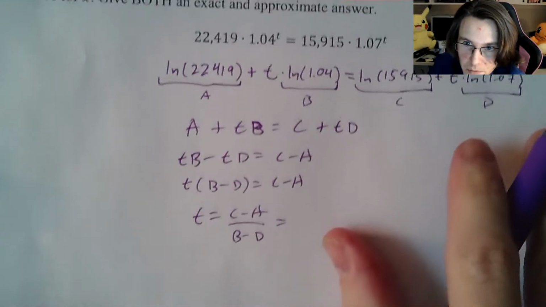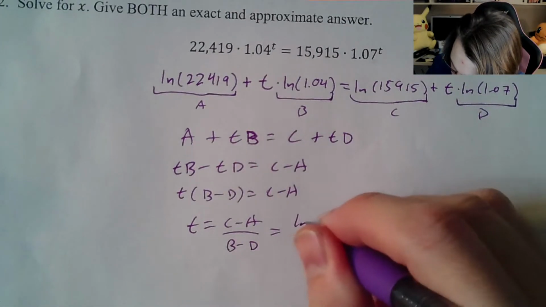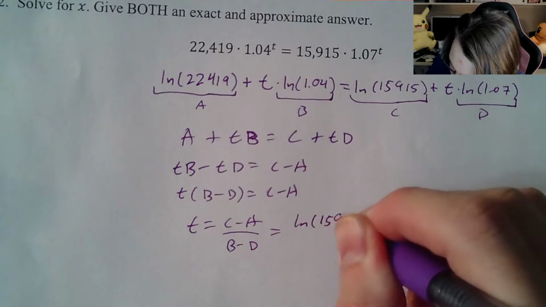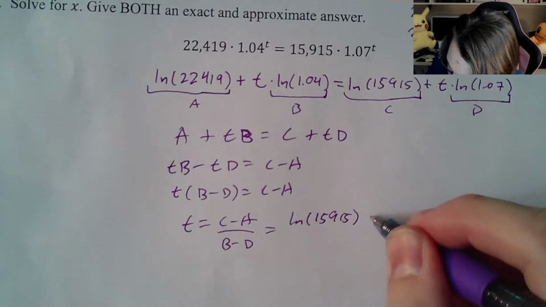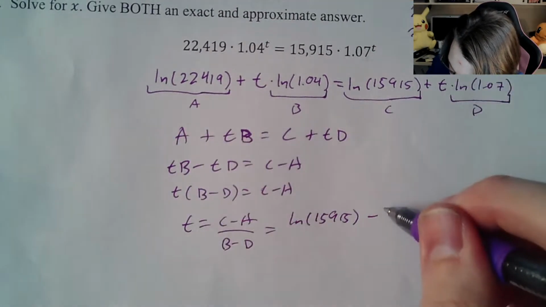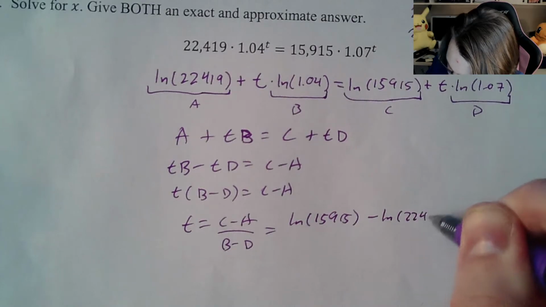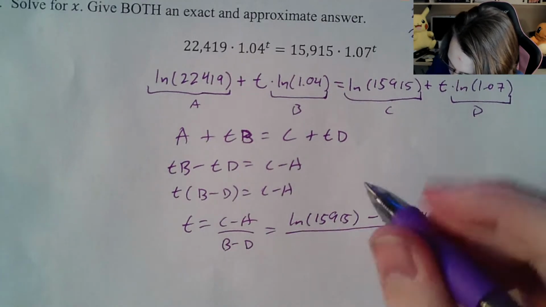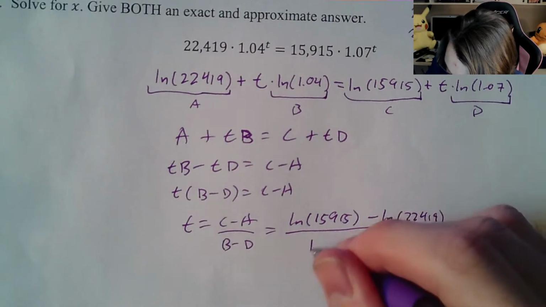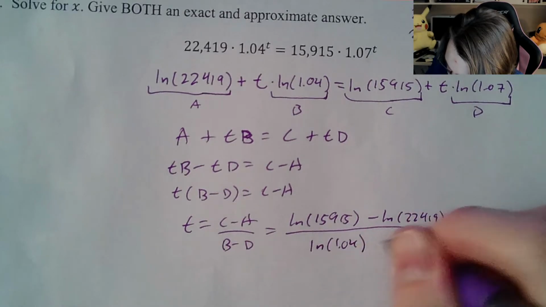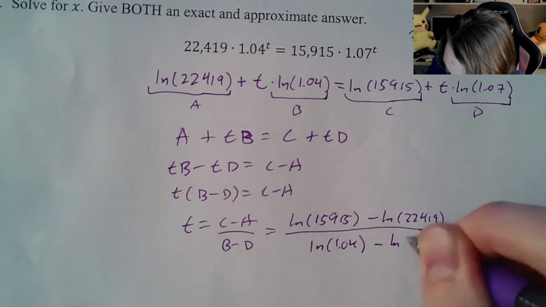was this guy. We have ln 15915 minus A is this guy, ln of 22419, all divided by, and we got the ln of 1.04 minus the ln of 1.07.